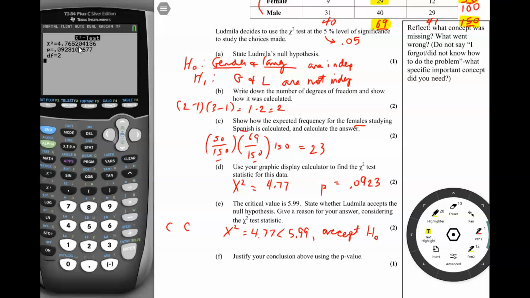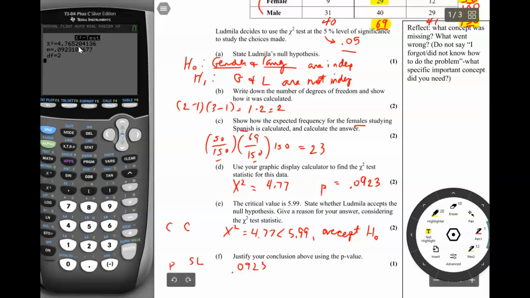All right, and the next part says justify your conclusion above using the p-value. Remember, the p-value we compare to the significance level. The p-value is 0.0923. We're going to compare it to the significance level of 0.05. We already converted it to a decimal. And it is greater than the significance level. Since it is greater, we will accept the null hypothesis. We'll get the same result either way.